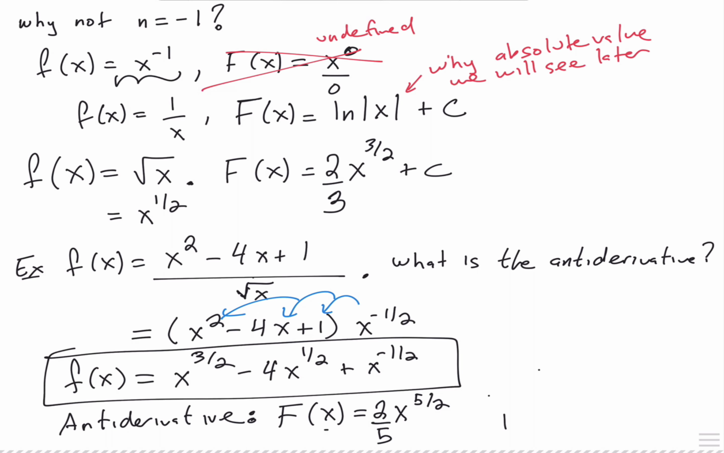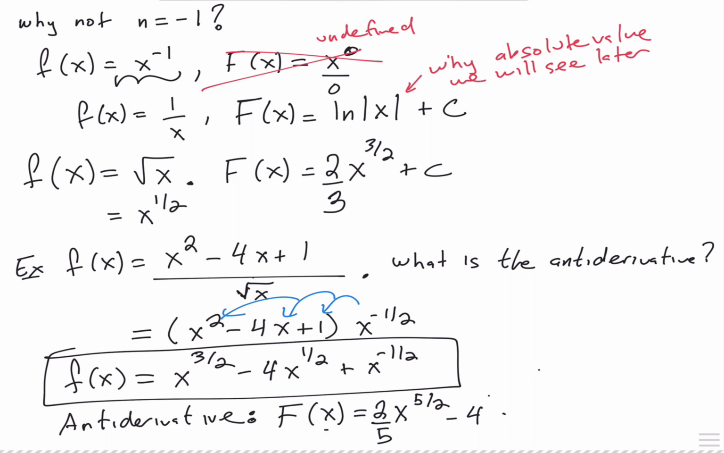Yeah, times 2 fifths, right? So 2 fifths x to the 5 halves, and then what else? Well, typically, since we're adding three functions, we'll just put the plus c at the very end, just to make it easier on us. So what else? What about the second function?